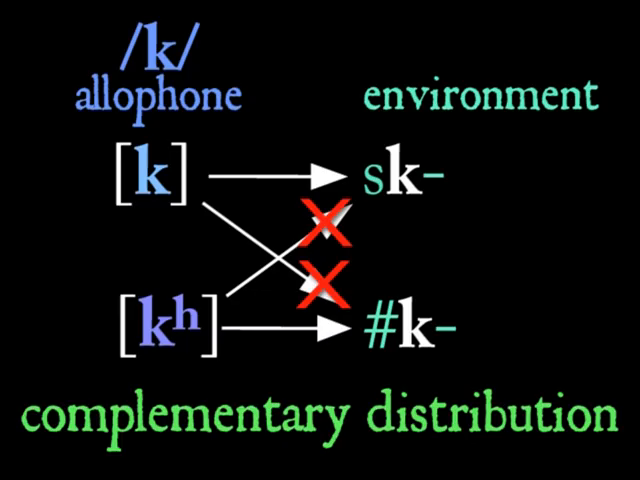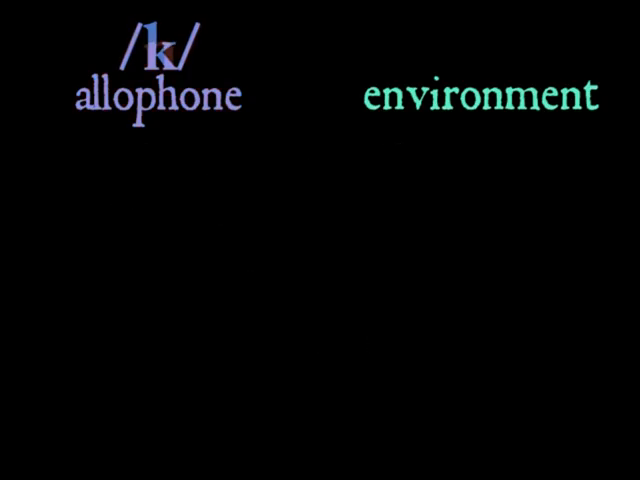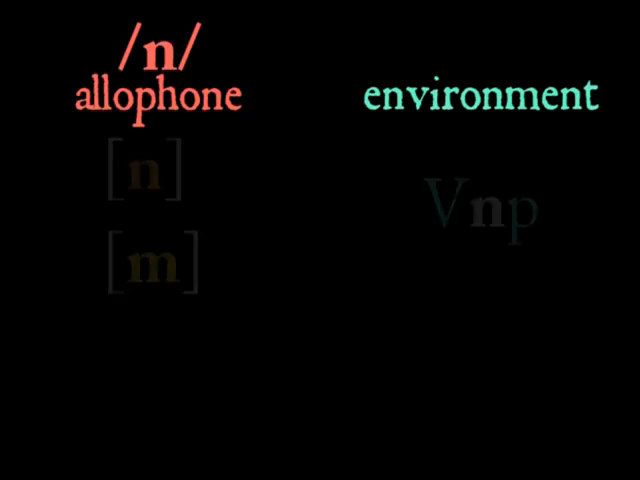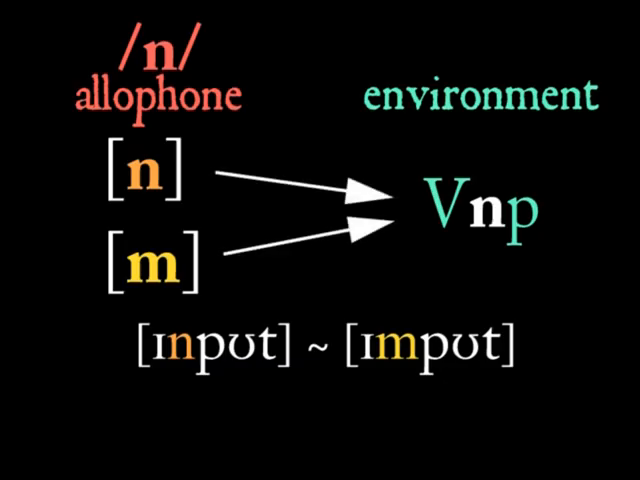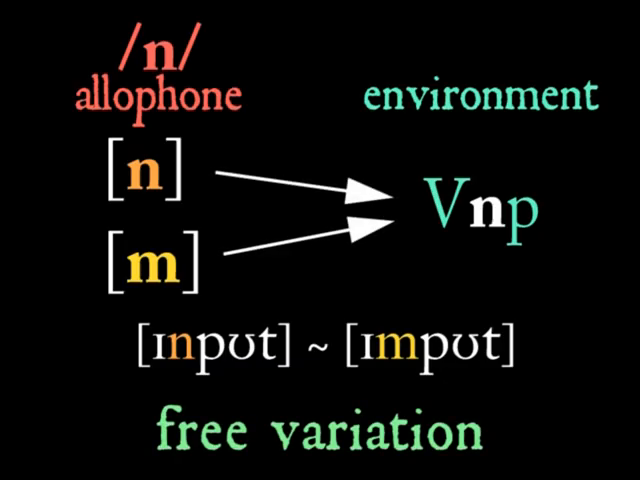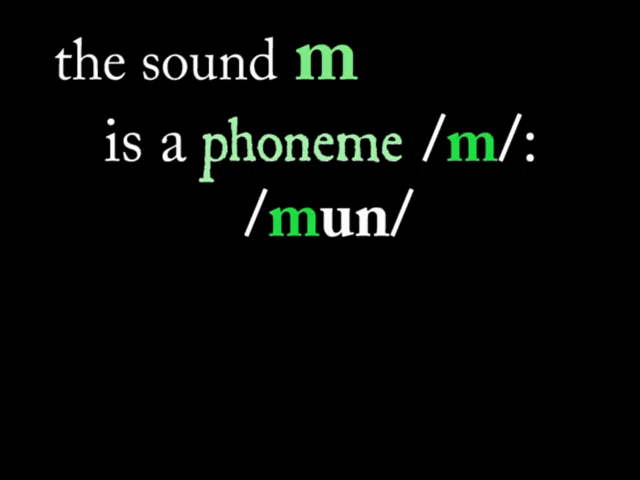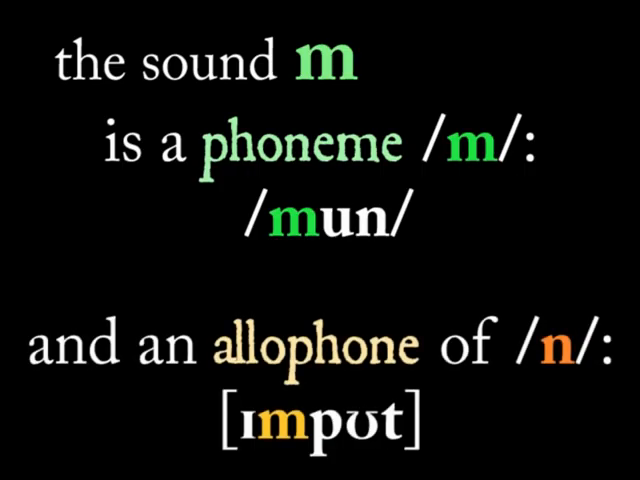Other allophone sounds can show up in the same environment. Go back to the word input. Input varies with input in a tomato-tomato sort of way. These two allophones of the phoneme N are in free variation with one another. This last example shows you that one sound might show up as allophones of multiple phonemes. It is how people usually pronounce the phoneme M, but it's also how some people pronounce the phoneme N in the word input.